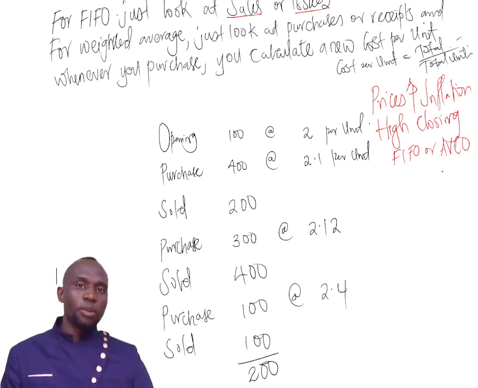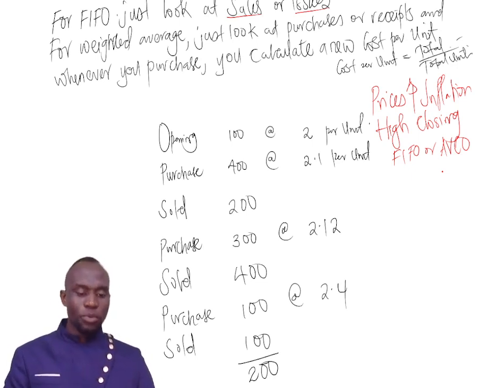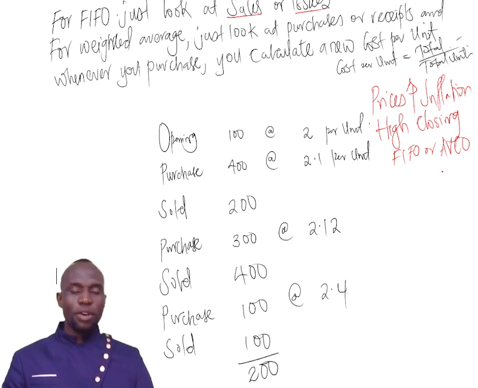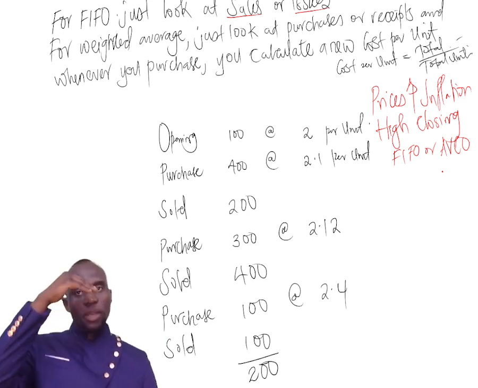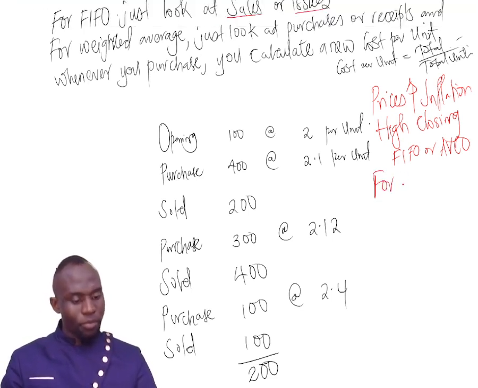Now you just need to know the meaning of FIFO and weighted average. FIFO, we said first in, first out. So if prices are increasing, like you see in this question, there were $2, 2.1, 2.12, 2.4. Prices are increasing. So what does it mean? It is inflation. And for FIFO, first in, first out, it means we first sold the cheap items. So meaning at the end, closing inventory would have a high value. So for FIFO, closing is going to be a big figure.